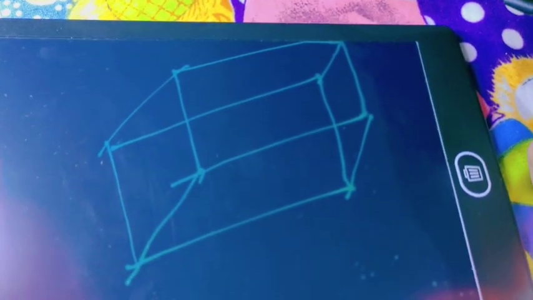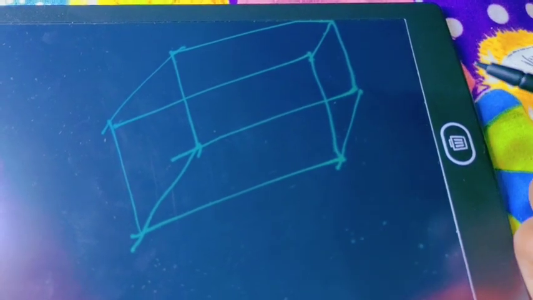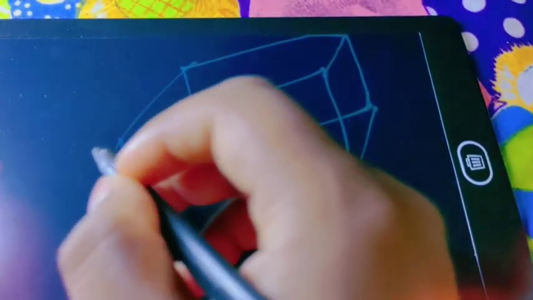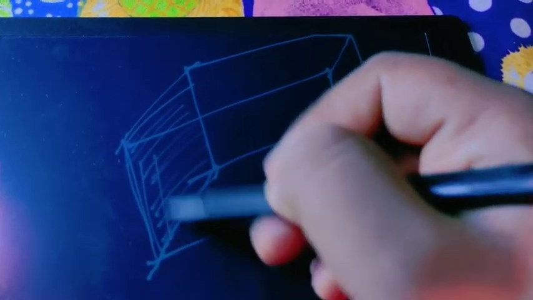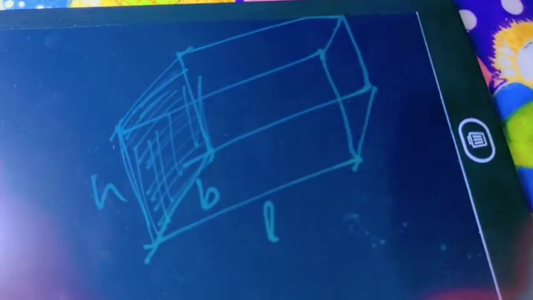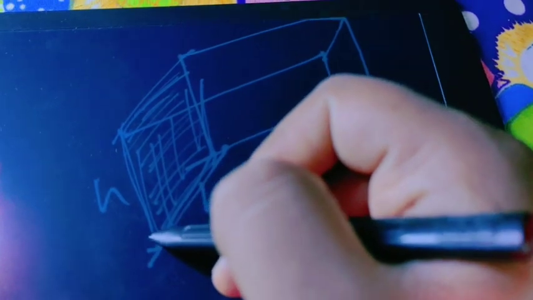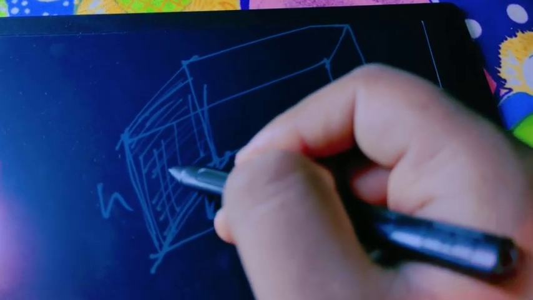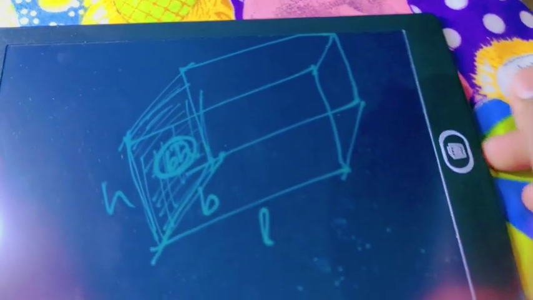A cuboid has 6 faces, that is 6 rectangles. This is the first face. As you can see, it's a rectangle. This is L, this is B, this is H. Now what will be its area? Its length will be B, breadth will be H. So its area will be BH.